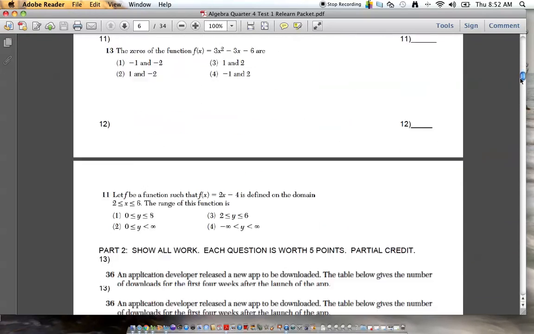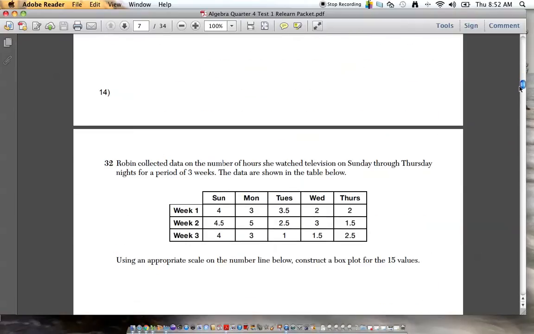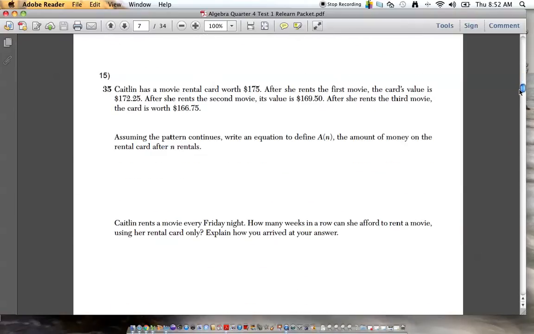I'm trying to find the right spot on the worksheet here. Here we go. Caitlin has a movie rental card worth $175. After she rents the first movie, the card's value is $172.25. Second movie is $169.50, and so on. Assuming the pattern continues, write an equation, A sub n, for the amount of money in the card after n rentals. Okay, so you began with $175. And each time you rent the movie, you're going to subtract $2.75. So the equation is 175 minus 2.75n.